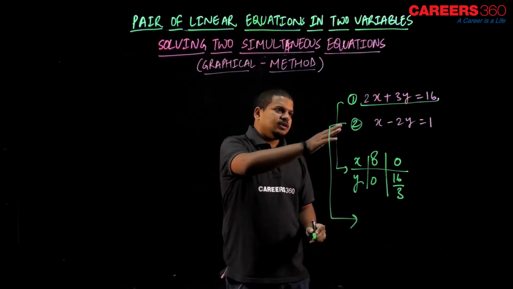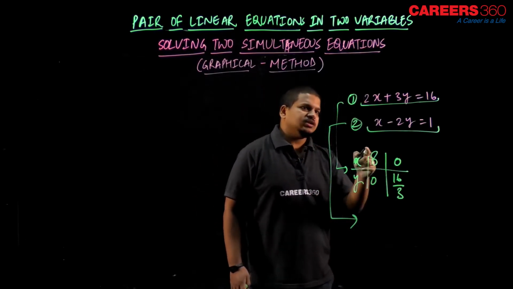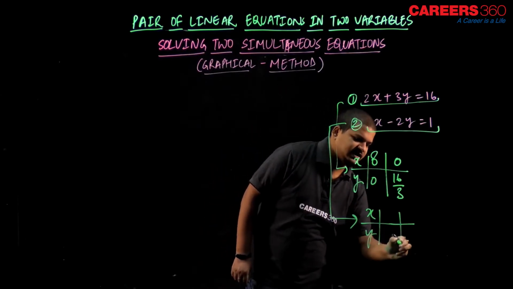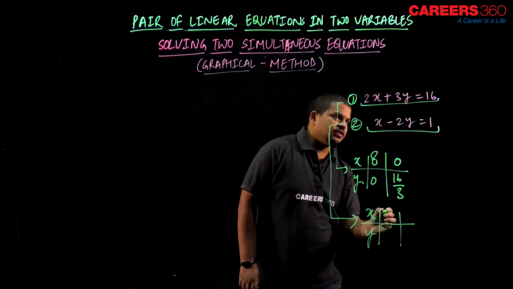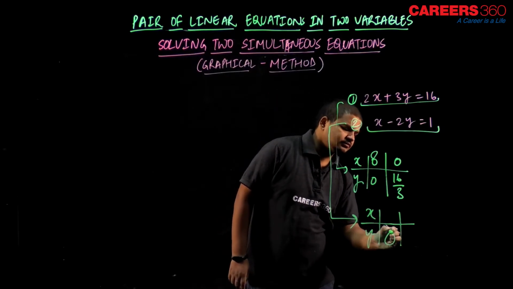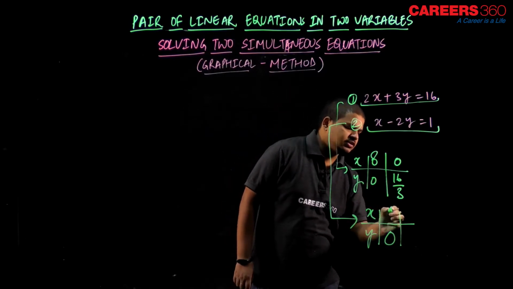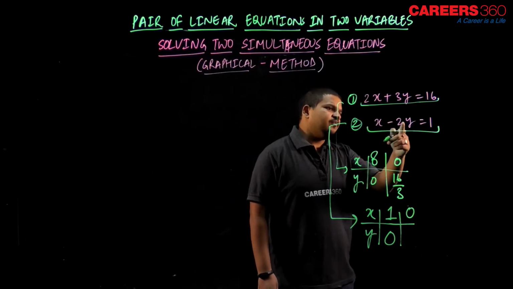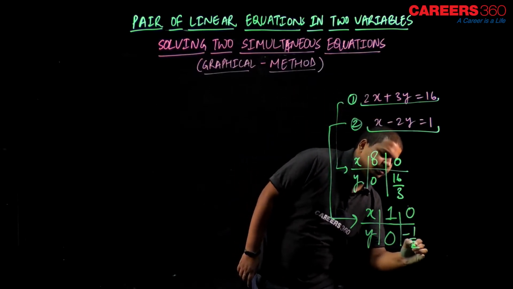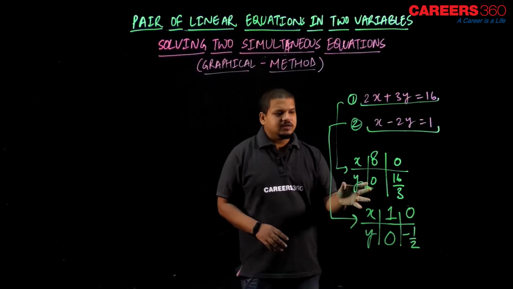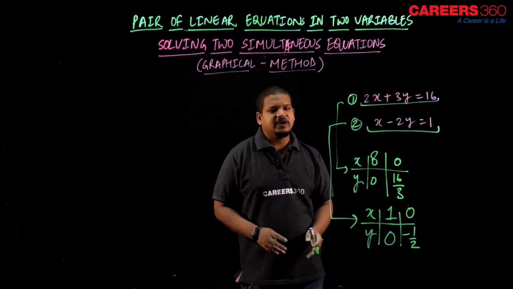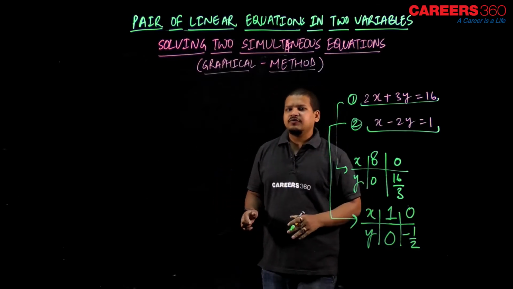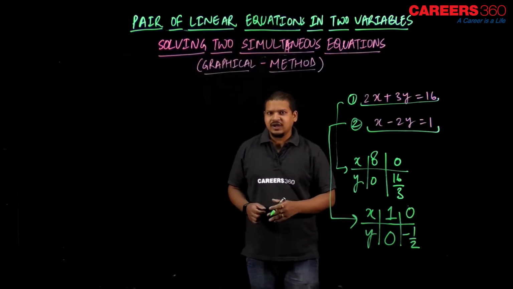Similarly, if you do the value finding for the second equation and make a table of x and y, if I put y equal to 0, I will get x equal to 1, and if I put x equal to 0, I will get y as minus 1 by 2, right? And if we plot these values of x and y on a coordinate axis, then I'll get a graph. So I've already drawn a graph of x and y. Let's have a look at the graph.